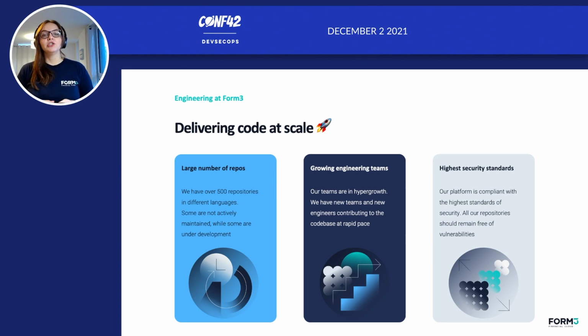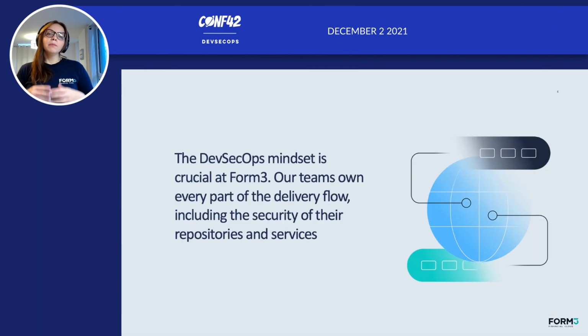We are a rapidly growing engineering organization. This means that we have engineers which are quite new to the codebase contributing to our live services. They need support and quick feedback on the code they deliver. Our platform is compliant with the highest standards of security and should be actively maintained to remain free from vulnerabilities. We use Travis CI as our continuous integration tool, and all of our code checks integrate with it. But most importantly, code ownership and the DevSecOps mindset are at the heart of everything we do at Form 3.